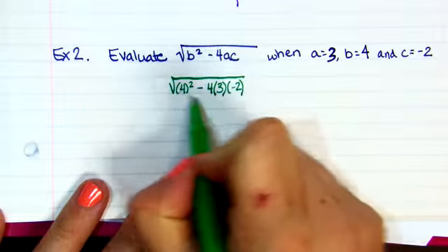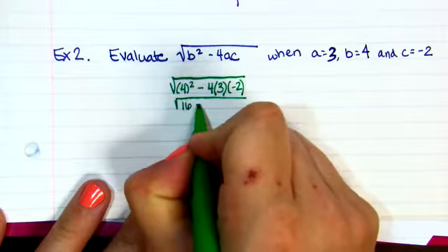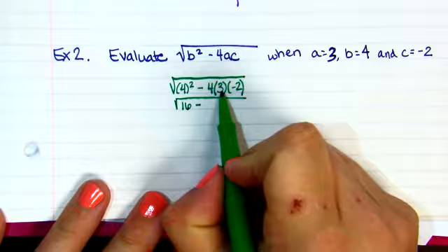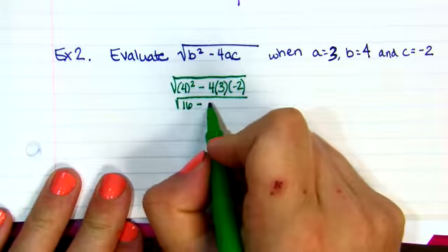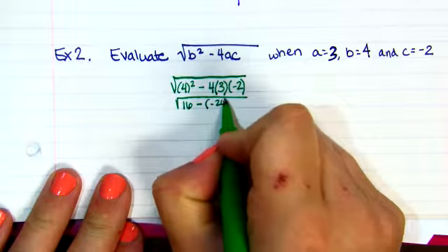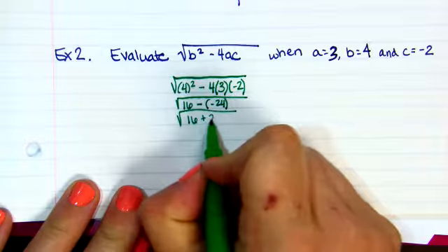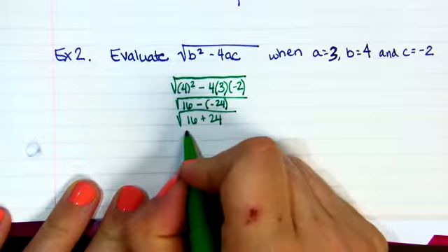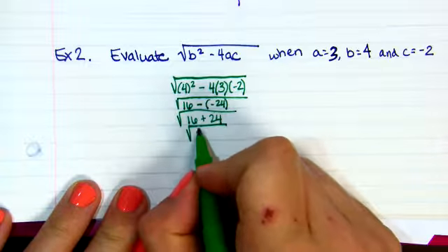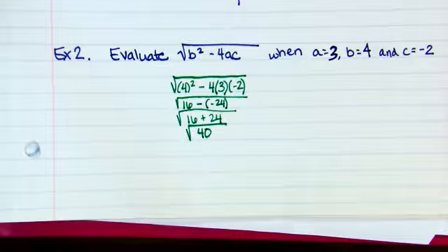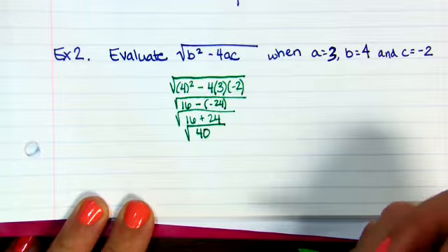And like I said, I'm going to do all of this math first. So 4 squared is 16, minus 4 times 3 is 12, times -2 is going to be -24. Another way of writing that would be 16 plus 24, which means that's going to be the square root of 10, 20, 30, 40.